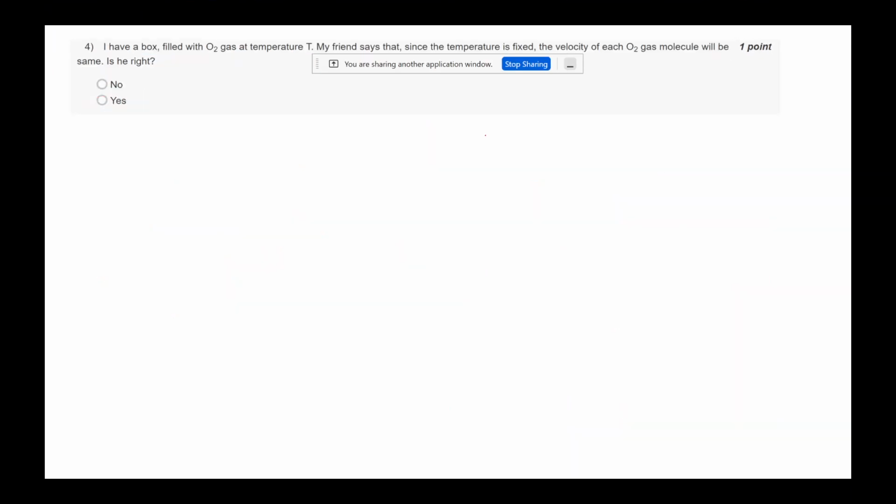Now we are coming to the velocity or speed distributions or the collisions. Now we are probing deeper into the system, right? Because now we are talking about molecules. So here the question says that I have a box which is filled with O2 gas at temperature T. My friend says that since the temperature is fixed, the velocity of each O2 gas molecule will be the same. Is he right? Now, my friend Tathagata, what would you say?